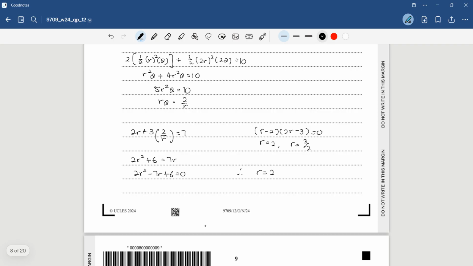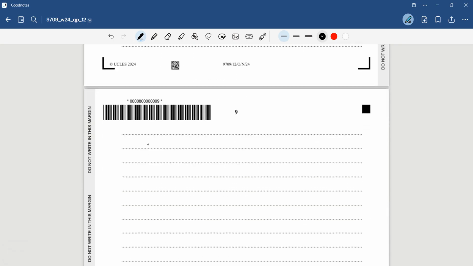Okay. And from here, R theta equals 2 over R. So R is 2, theta equals 2 over R squared, so theta equals 1 over 2.